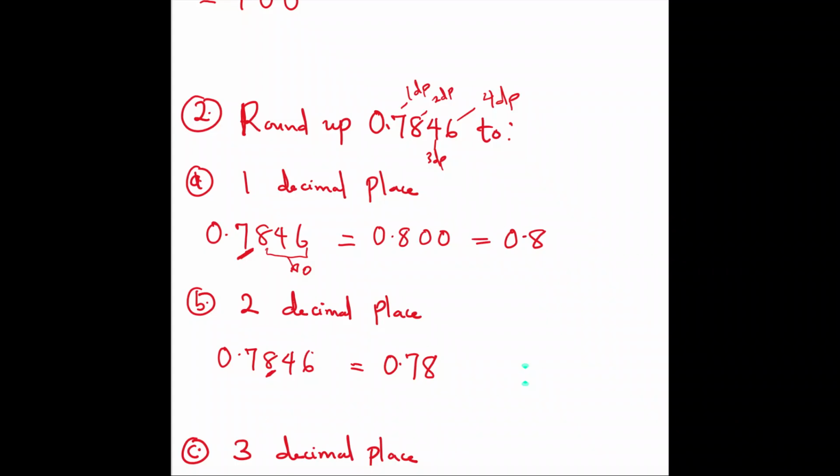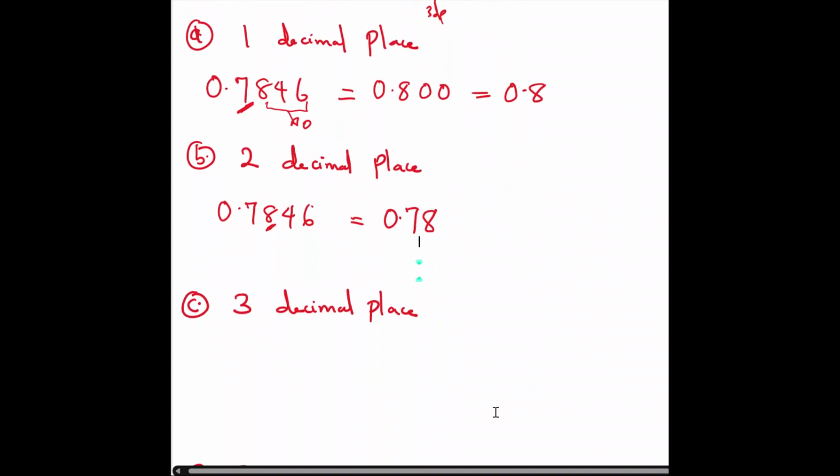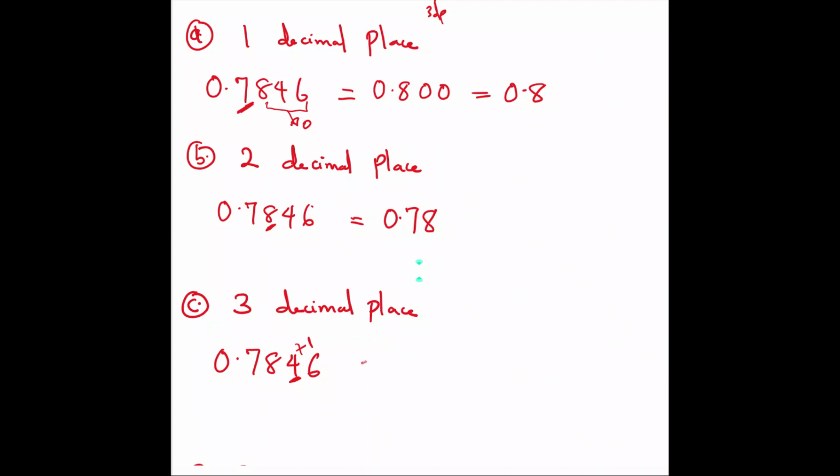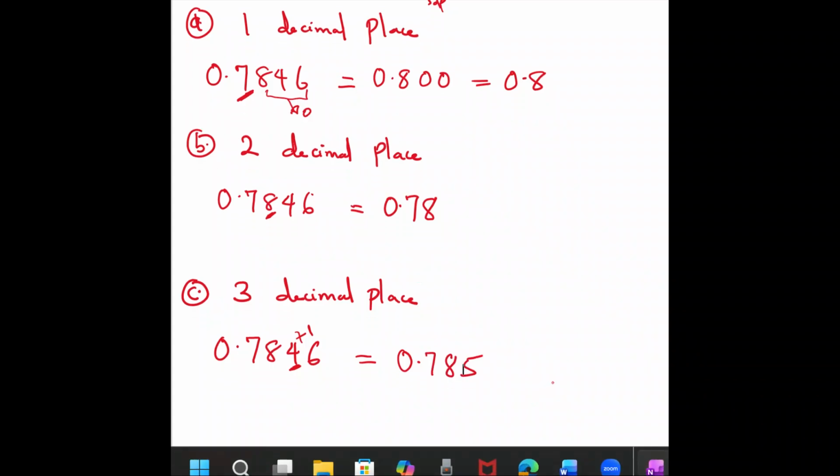So the other numbers are negligible, they are insignificant, they become 0, right? So if we want to do 0.7846 to 3 decimal places, so we have 0.7846. So 4 is the third decimal place of this number, right? So we have 6 directly at the back of 4. 6 falls in the range of 5 to 9. So we are going to add +1 to 4. So if we round it up, it will be 0.785. Okay, so that will be 0.785.